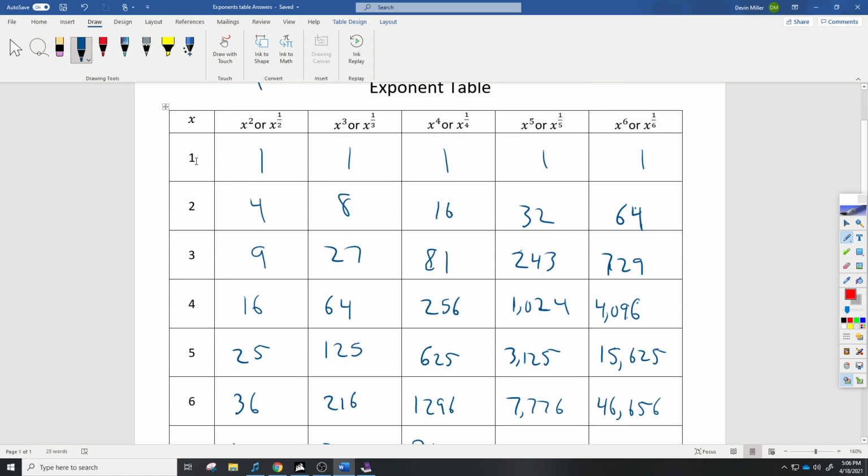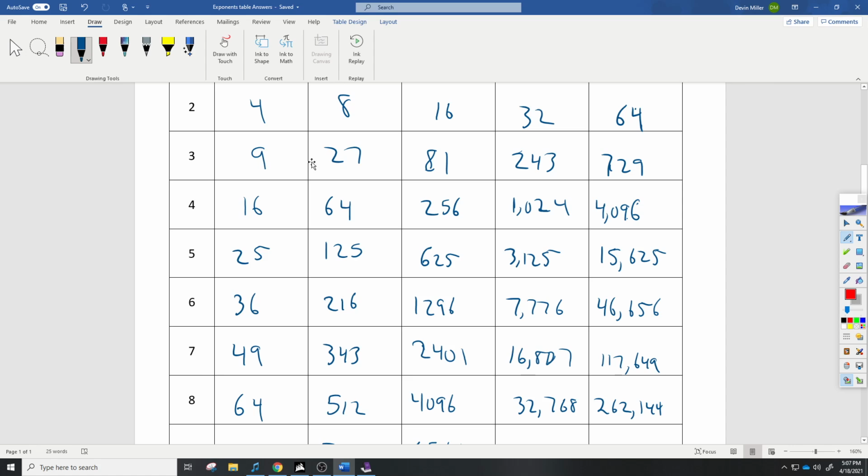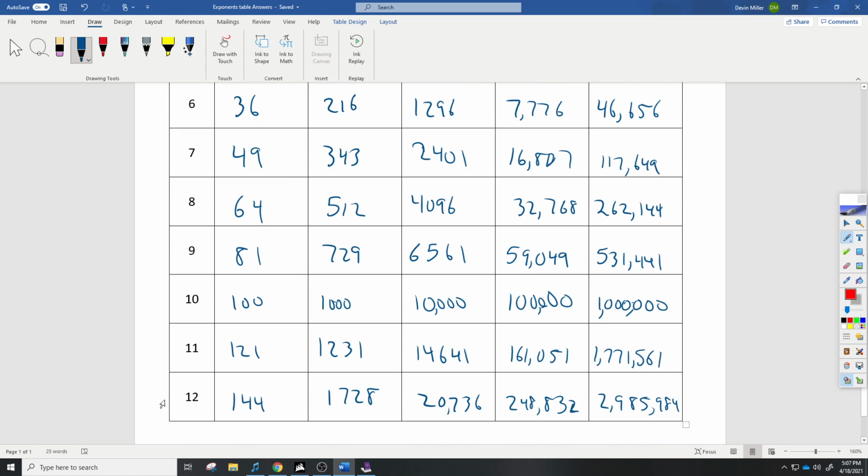And what you're doing here is you're just taking these numbers on the side here and raising them to the power of either squared, cubed, fourth, fifth, or sixth power. And don't worry about the other stuff that's on the other side. What you're doing is just taking that number and raising it to that power. And you get pretty big numbers in the end here. You know, we have like almost 3 million down here.